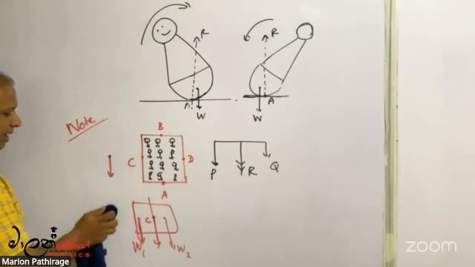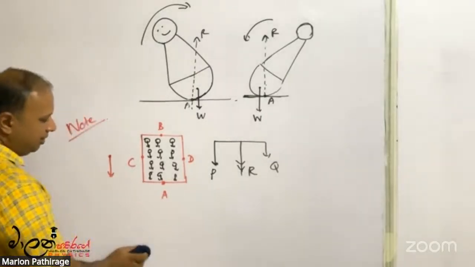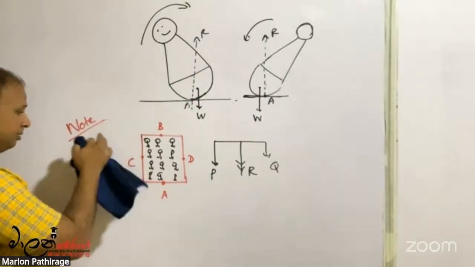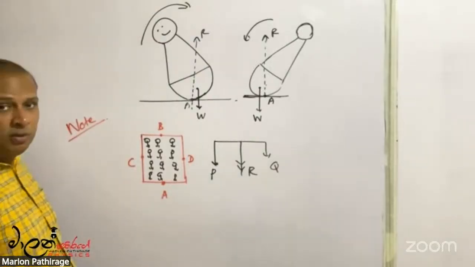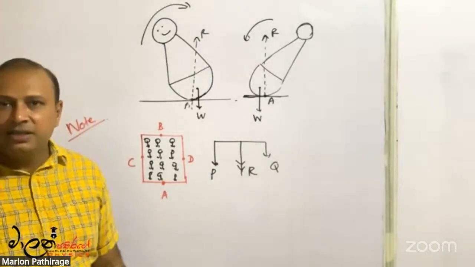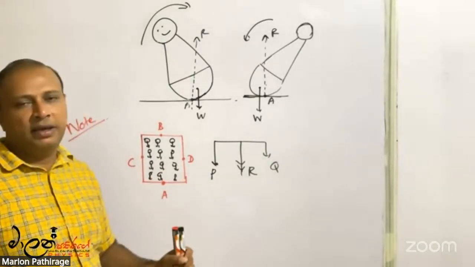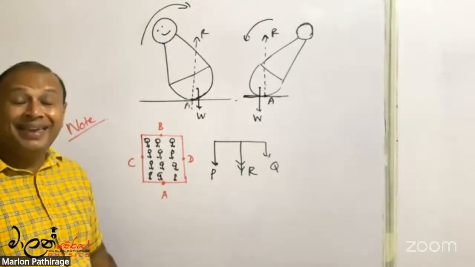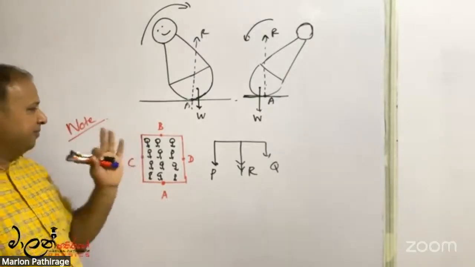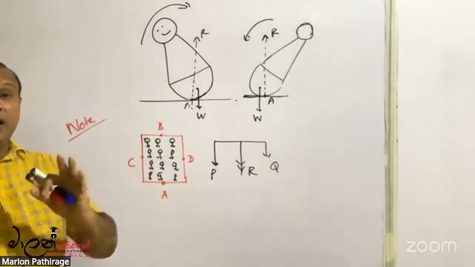Therefore, as there is no mass distribution outside of the main object, center of gravity cannot be located at any edge of the object. Is that clear?